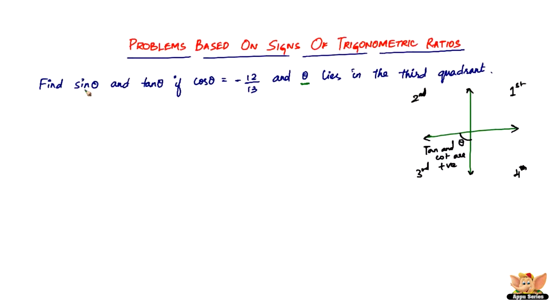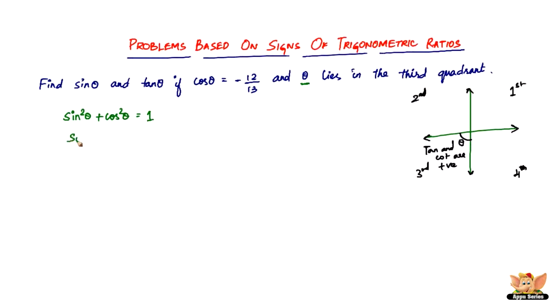And then what we have to do is, first we have to find sine square theta. Now since theta lies in the third quadrant, sine theta is going to be negative. How are we going to do that? We're going to use one of the identities. So we've got sine square theta plus cos square theta equals 1. The reason I'm taking this identity is we've got the cos theta value and we've got 1, and we have to find sine theta.